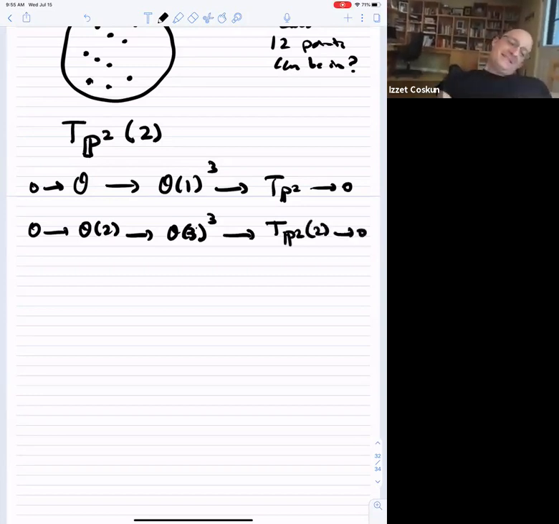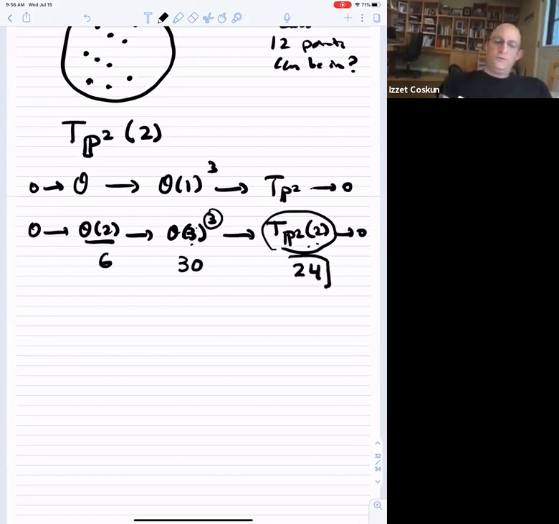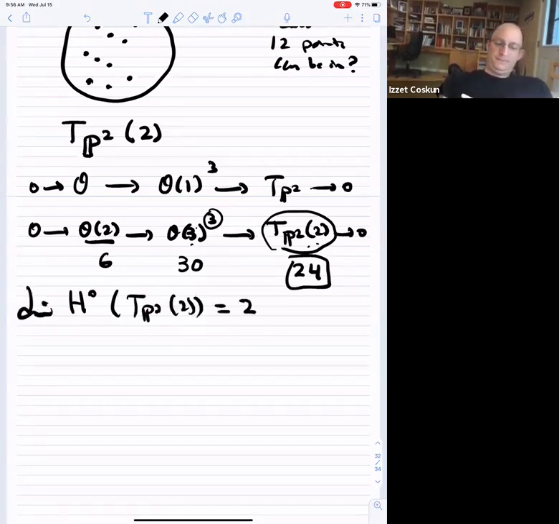All right, so this is O(2) goes to O(3)^3 goes to the tangent bundle of P2 twisted by 2. So let's compute H^0 of this thing. H^0 of O(3): cubics are a 10-dimensional space. So if you have 3 of them, this is 30-dimensional. Conics are 6-dimensional. So you see that H^0 of this is 24-dimensional. This doesn't have H^1. So you see that H^0 of TP2(2) is 24-dimensional.